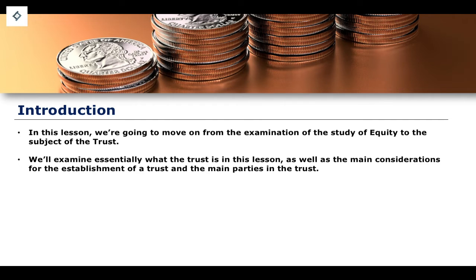We'll examine essentially what a trust is in this lesson, as well as the main considerations for the establishment of a trust, and also the various different parties who are involved in the creation of a trust. The purpose here is for me to go on for the rest of these lessons explaining the various different people and the different titles that exist within a trust relationship, and not have to constantly define who these people are. So if I say trustee, you'll know exactly who a trustee is, or a settlor, or a testator, or a beneficiary, for example.